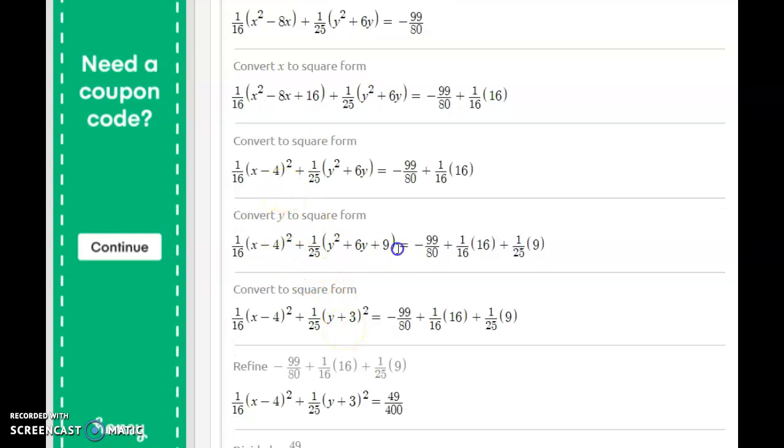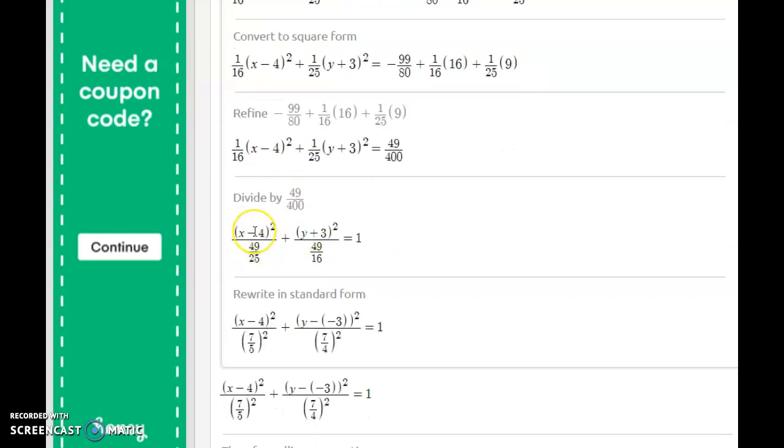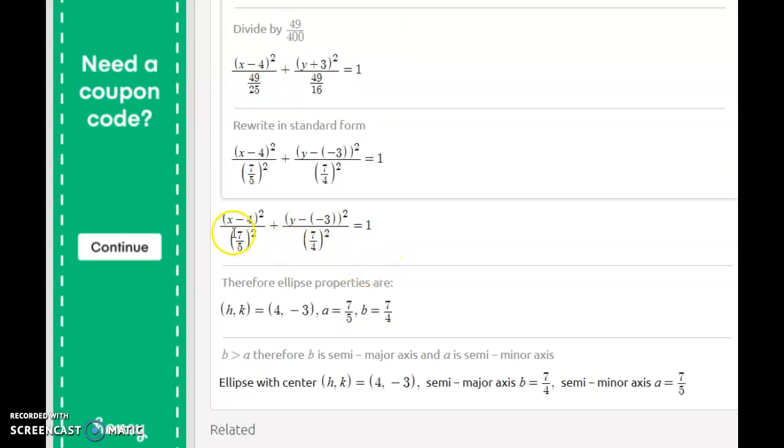Here's the completing the square from the y right there. That's why they did it this way. And you can also see here's what happened with the x squared, and there it's condensed to this one here. And then at the end, you get the equation of an ellipse. I think the last one is kind of like this one here. So the center is at 4 and negative 3. And then we're going to have 7 over 5 is the major axis, and 7 over 4 is the minor axis, relatively small.